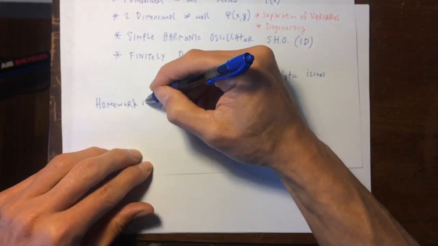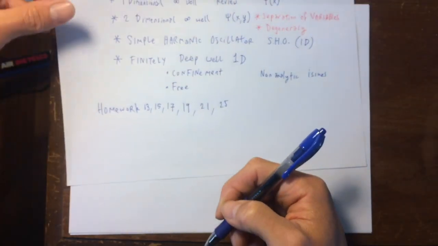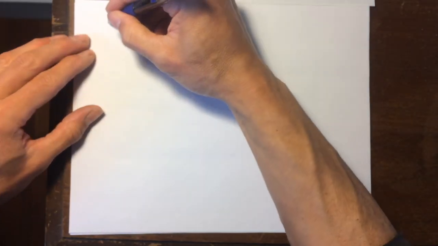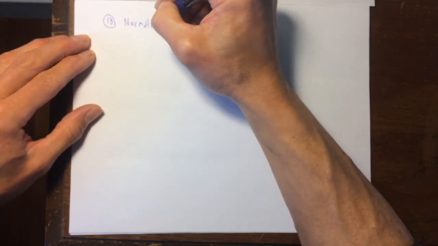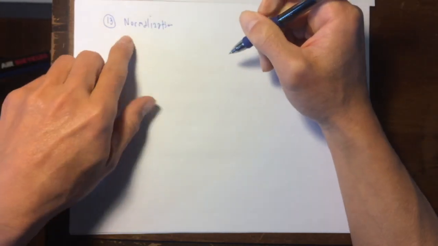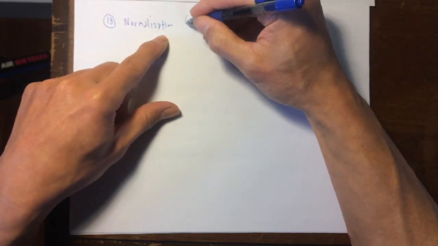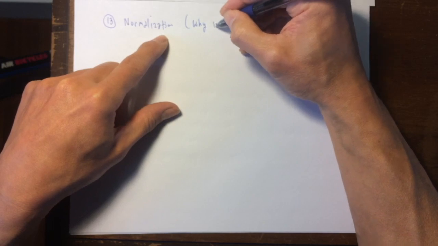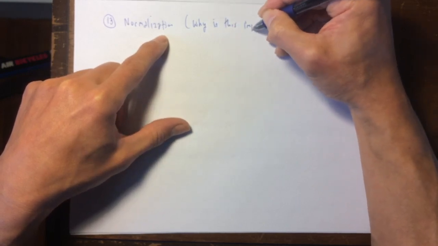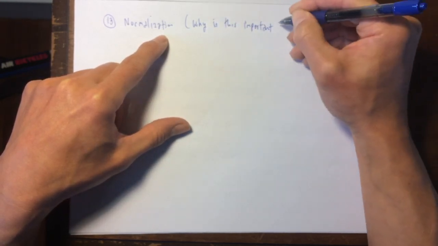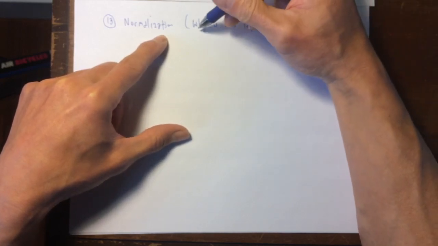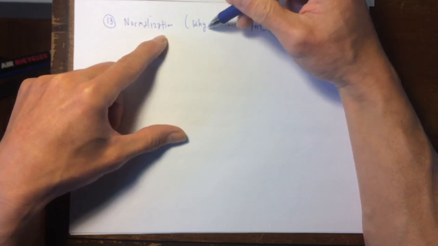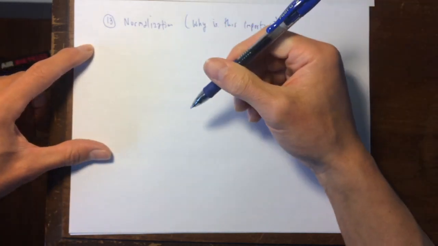Oops, let me actually, I forgot. Let's add one problem at the beginning. It's a simple problem, number 13. So number 13 is normalization. This is a normalization problem, and you might try to remember, why is this important? What's so important about normalization? Right? Because there's some basic physics reason or basic interpretation reason why normalization is important.